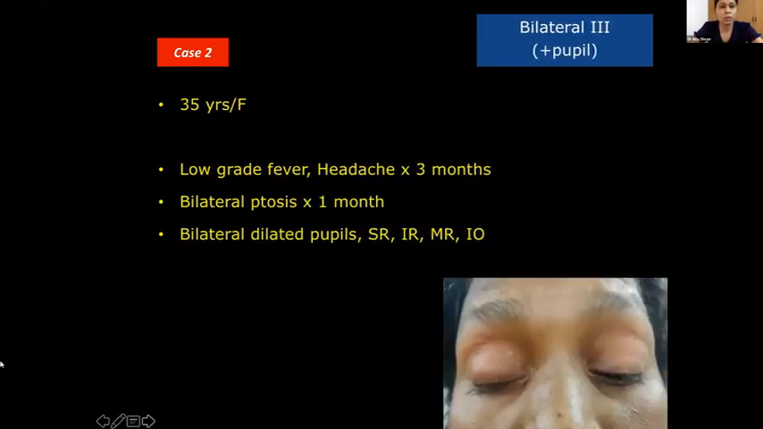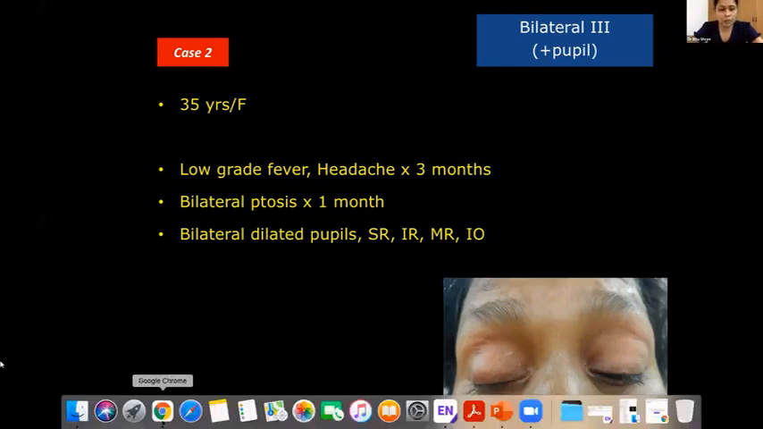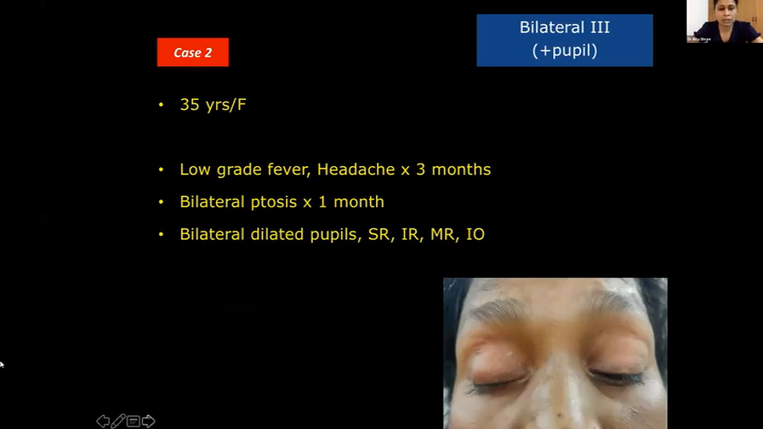Another patient, who is also a 35-year-old lady, presented with low-grade fever and headache for 3 months, but she presented to us that she was unable to open her eyes for the last 1 month. When we examined her, she had bilateral third palsy with involvement of the pupil. Both the pupils were dilated.